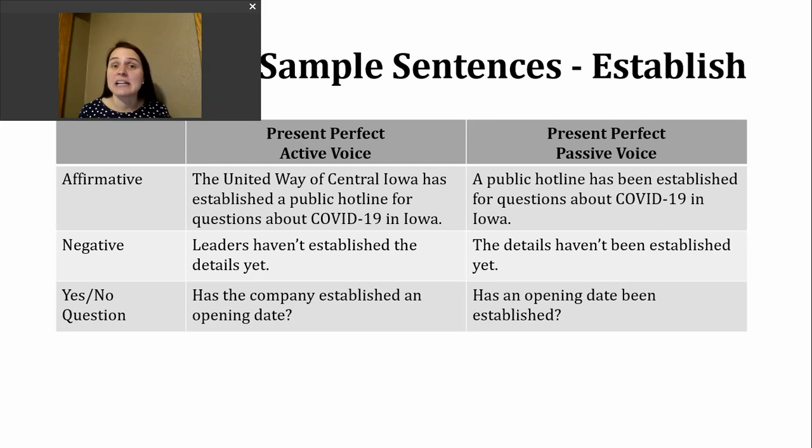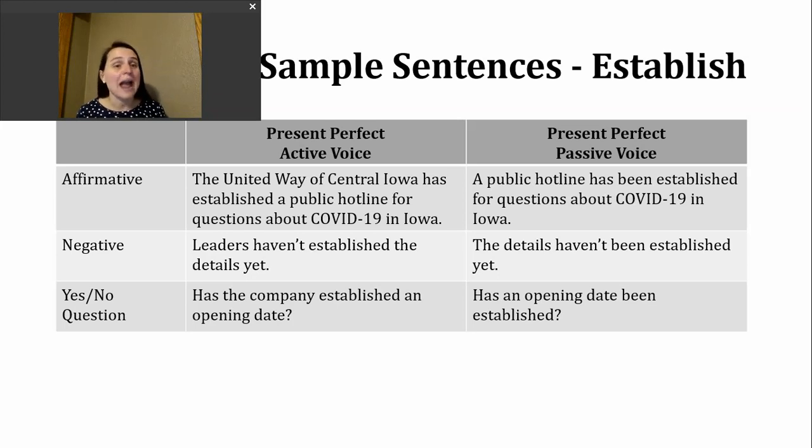Finally, let's look at a yes or no question. To make our yes or no question, we're going to move have or has to the beginning of the sentence, then we'll have our subject, then our participle. Has the company established an opening date?